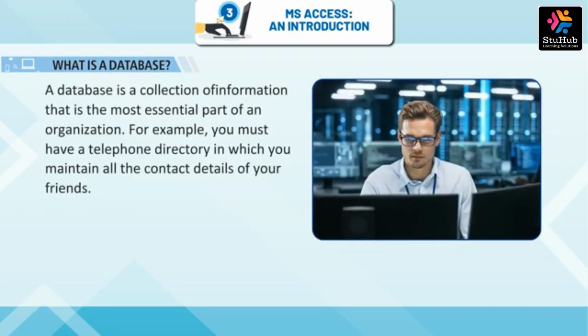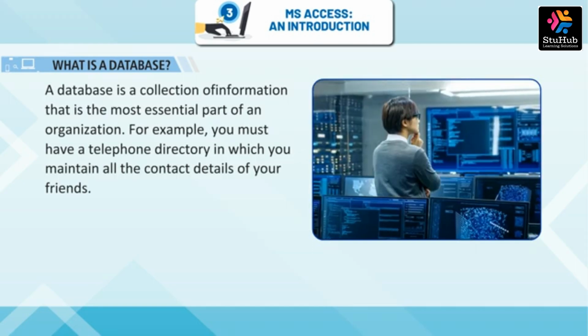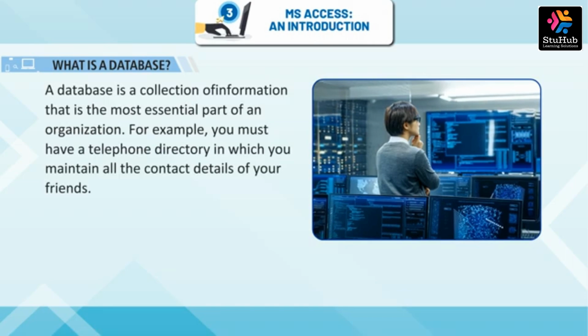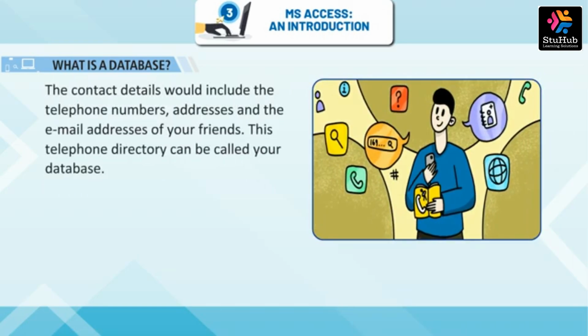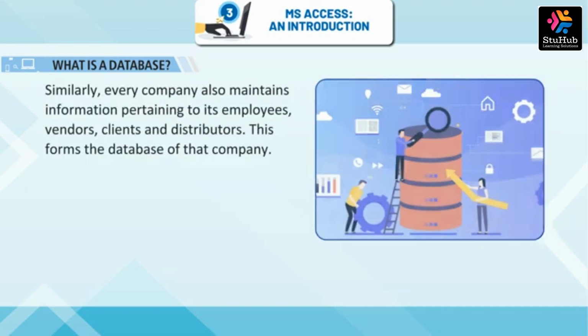What is a database? A database is a collection of information that is the most essential part of an organization. For example, you must have a telephone directory in which you maintain all the contact details of your friends. The contact details would include the telephone numbers, addresses, and the email addresses of your friends. This telephone directory can be called your database.